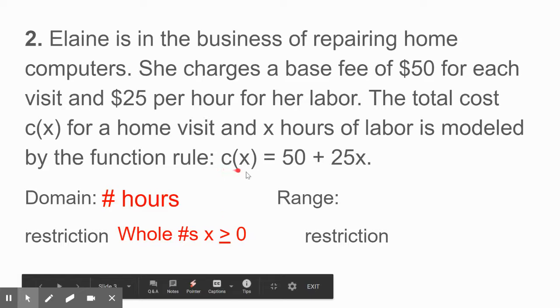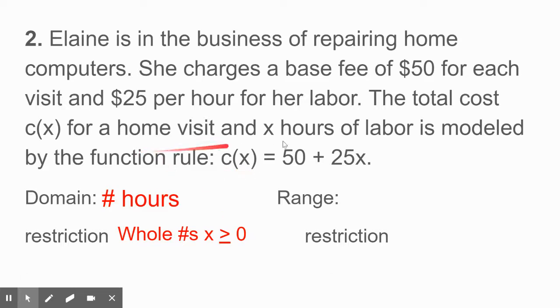The range is the C of x. C of x is the total cost. It says right here in the problem, right? And that makes sense. That's how much she is going to earn. She gets $50 regardless of whether she works, plus $25 for every hour she works. So the range is going to be that total cost.